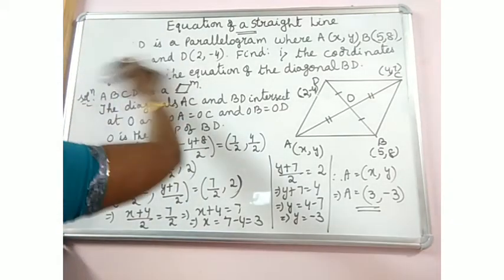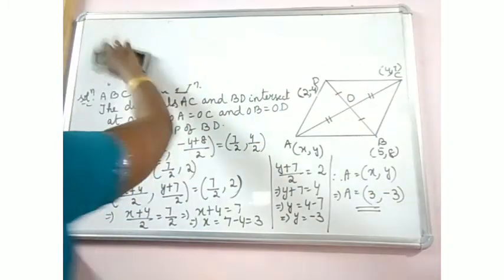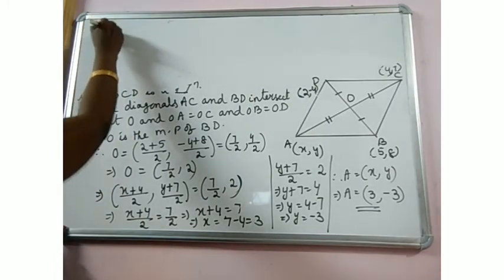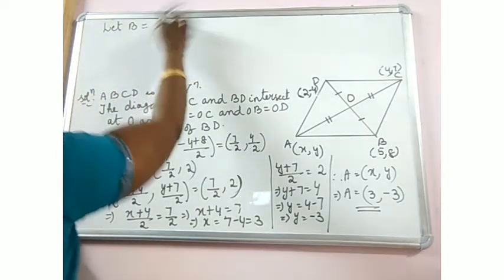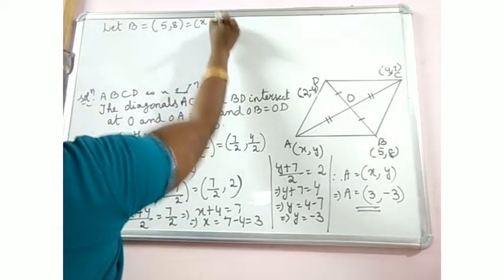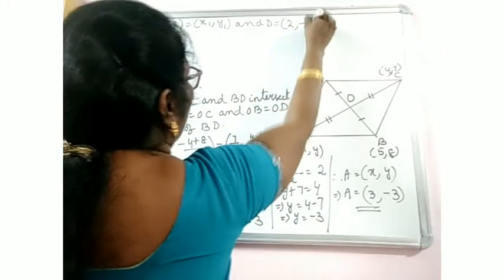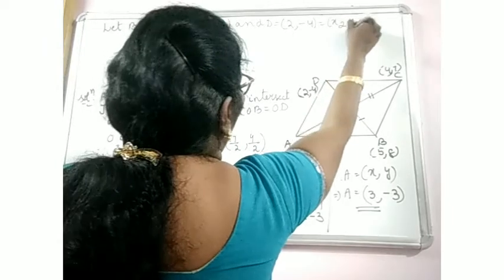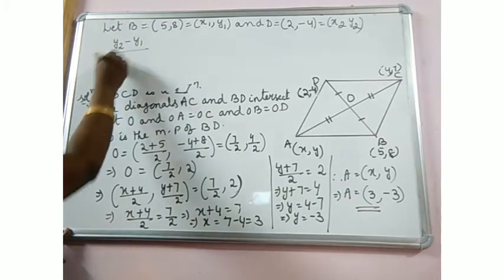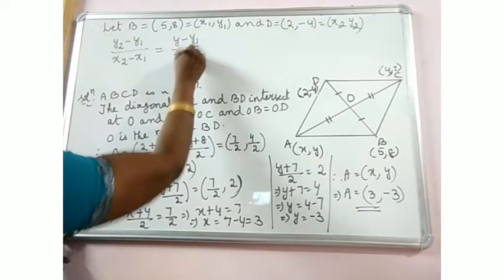Let us work out the equation of BD. If we take x1, y1 like that, it will be easy for us. B is (5, 8), let us take as x1, y1, and D is (2, -4), let us take as x2, y2. And you know the two-point formula of finding the equation of a line: (y2 minus y1) by (x2 minus x1) is equal to (y minus y1) by (x minus x1).